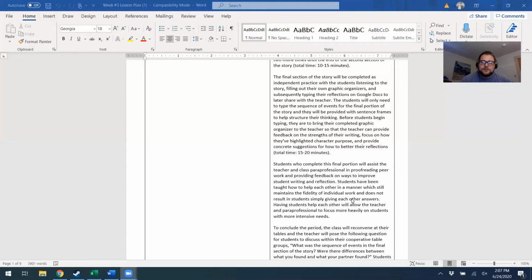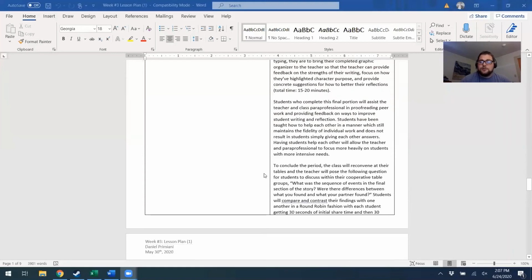Having students help each other will allow the teacher and paraprofessional to focus more heavily on students with more intensive needs. There's a difference between the student who is just kind of lagging and the student who actually really needs help. It'd be better if the teacher could help the student with more intensive needs rather than a student who's just dragging their feet. That's why you have student teachers, the little student helpers. Once they finish their own work, they can help those who just need a little extra push.